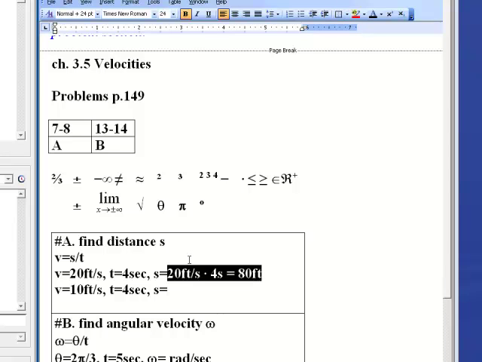And the next problem is just plugging in different numbers. 10 feet per second times 4 seconds comes out to 40 feet.